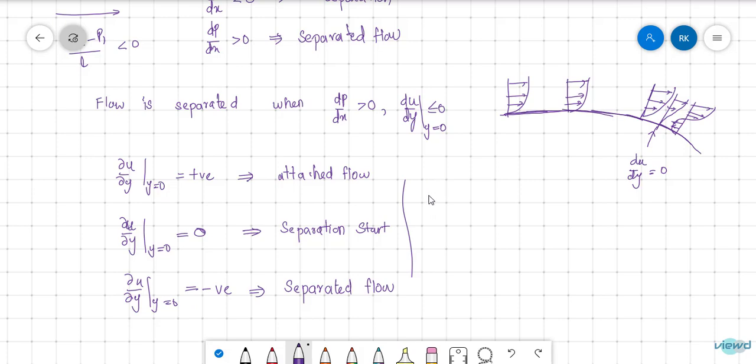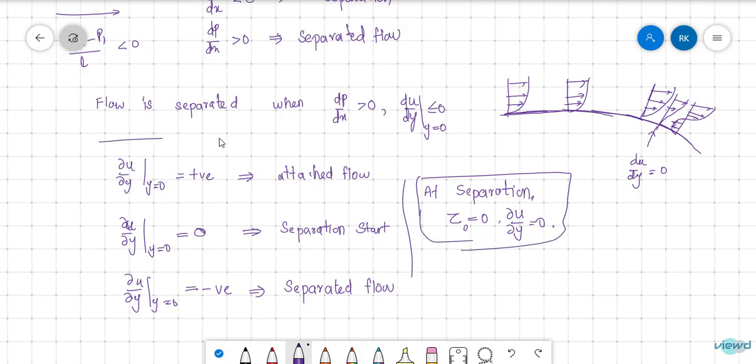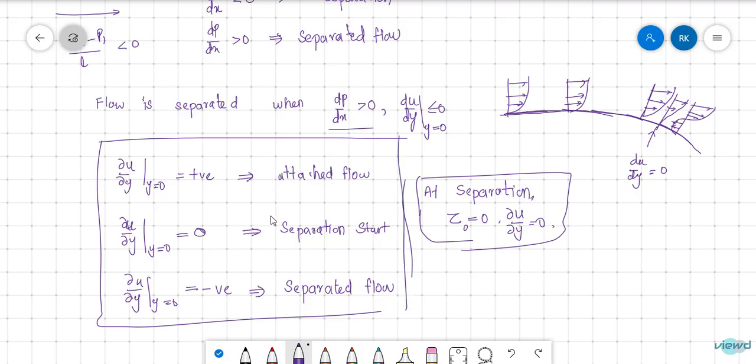And also, separation starts when tau is equal to 0. Wall shear stress will be equal to 0 and dou u by dou y is equal to 0. So this should be remembered, all these values, dou u by dou y, and also in terms of dou p by dou x. If dp by dx is greater than 0 and dou u by dou y is less than or equal to 0, then the flow is said to be separated.